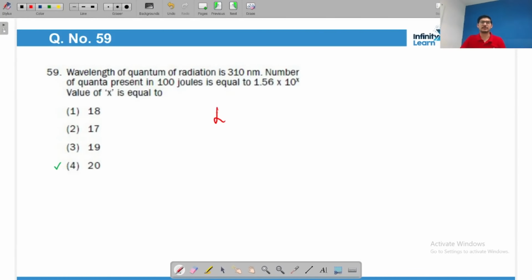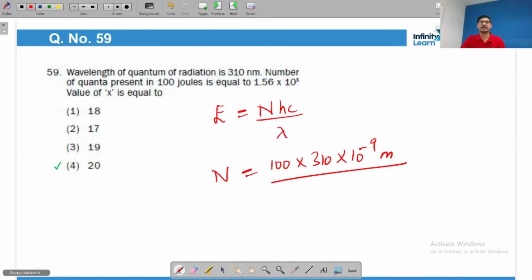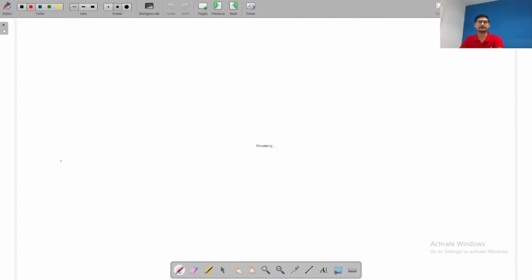Wavelength of quantum of radiation is 310 nanometer. Number of quanta. So you'll use Planck's equation, E is equal to NhC by lambda, right? So number of photons will be energy is 100 joule, wavelength is 310 into 10 raised to minus 9 meter divided by the value of Hc. You can use the value 2 into 10 raised to minus 25 in SI units. So you'll see this will come out to be 1.56 into 10 raised to power 20 approximately. So that is the correct answer.